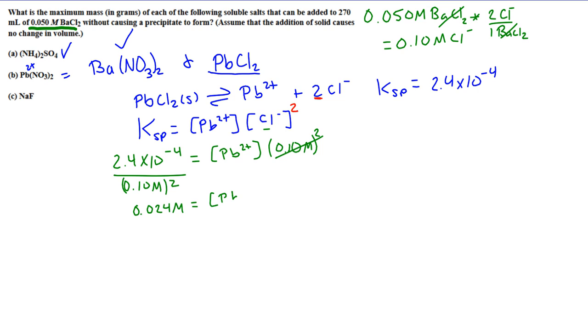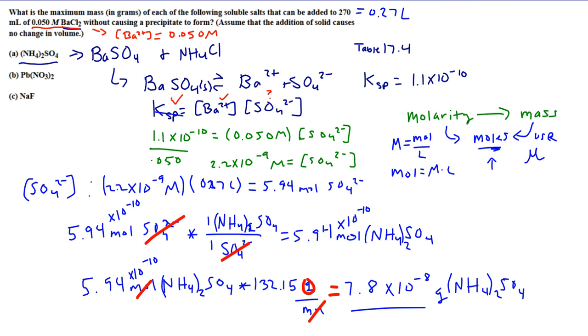Concentration of lead. Alright, so compared to the last problem, we are now here where we have our concentration of the ion. So our next thing to go from molarity to mass was to go through moles, using molarity is equal to moles per liter, or moles is equal to molarity times liters to get to moles. So we're going to do that again.